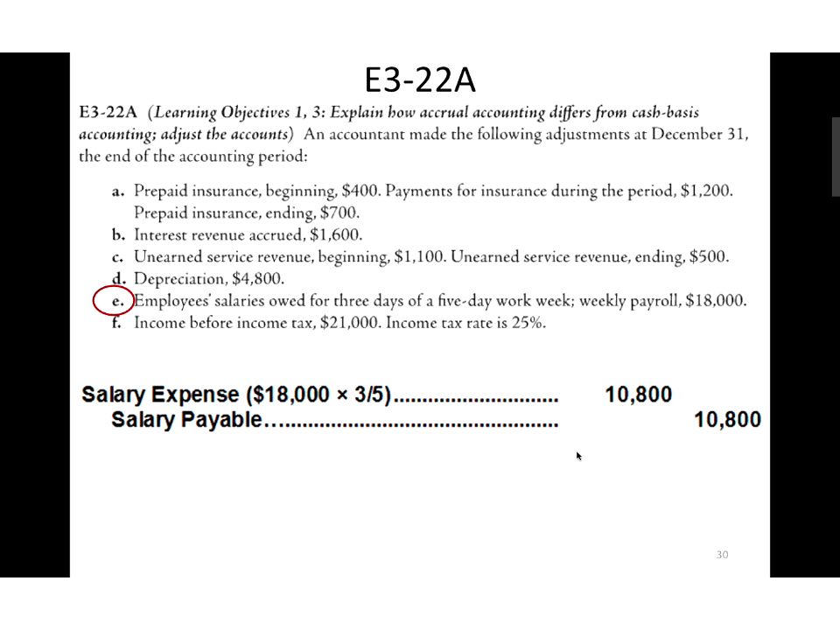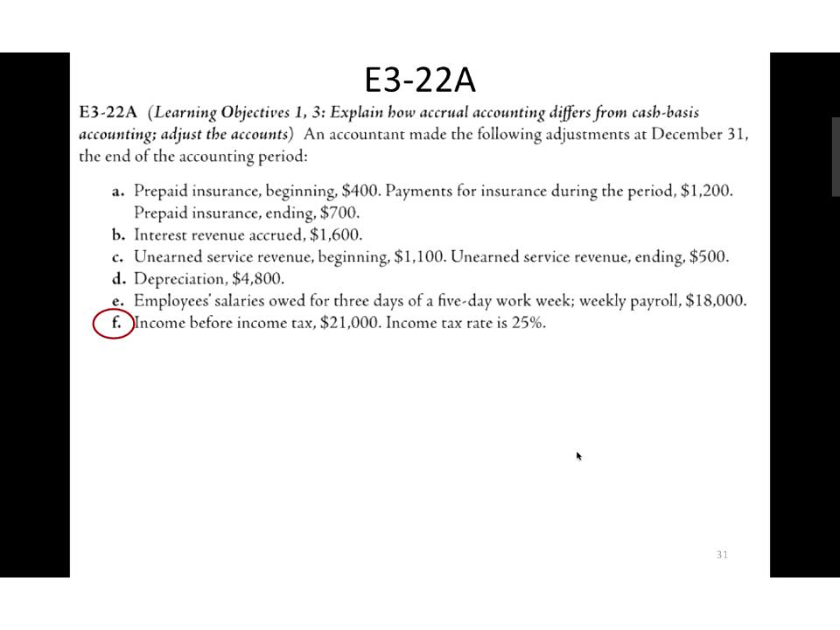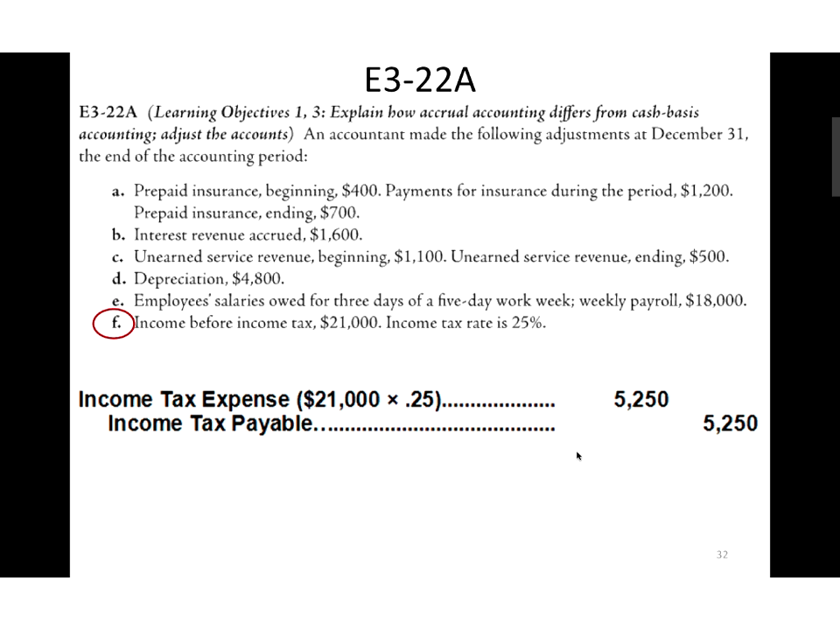Okay, and then we get to entry F. Entry F is income before income tax, $21,000. Income tax rate is 25%. So a company comes to the end of the year and they know, in this case, they have income of $21,000. However, they will have to pay income tax on that $21,000. They go through lots of complicated calculations to figure out their taxes, but for our purposes, we're given a tax rate. So what we're saying here is $21,000 times the 25%, that's their income tax expense. They want to recognize it in the same year that they make that income. So we take the $21,000 times 25%, and we get $5,250. We're going to debit income tax expense and credit income tax payable.